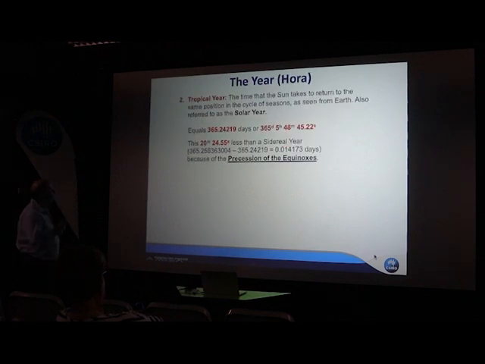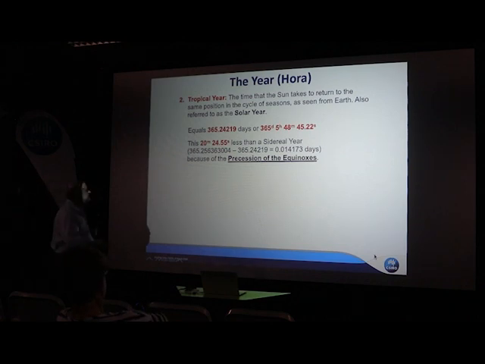And then there's what we call the tropical year. That is the time the Sun takes to return to the same position in the cycle of the seasons as seen from the Earth. We also refer to this as the solar year. It's the one that we all use. And the reason we use it is because we want to make sure that the seasons always occur at the same time. So that's the one that everyone uses.